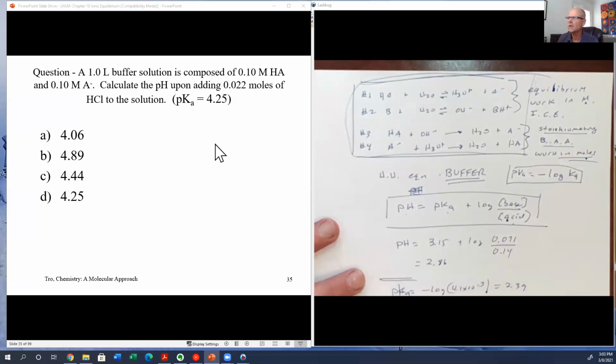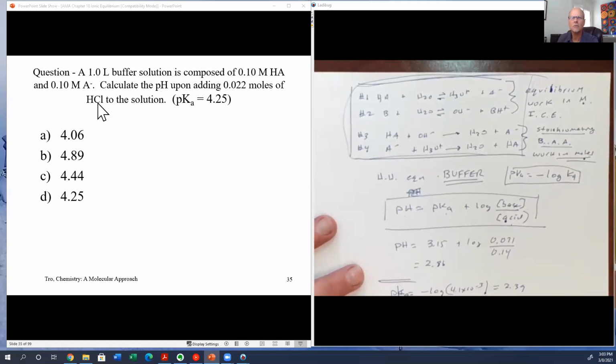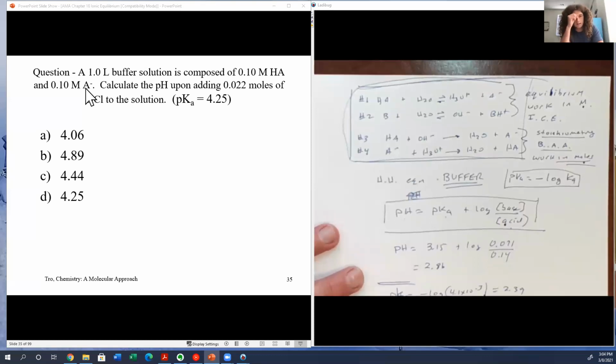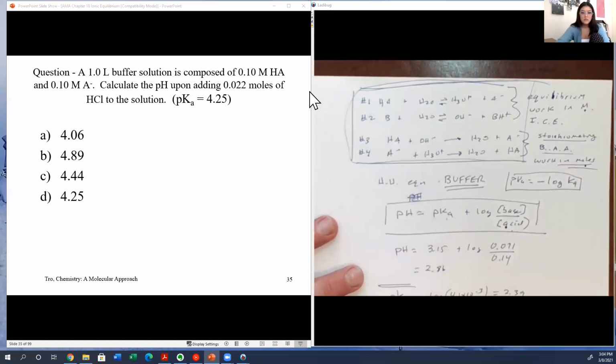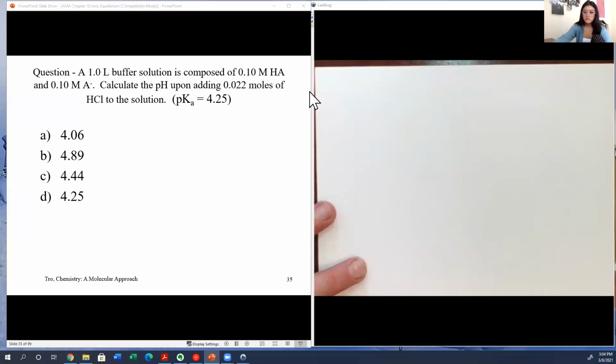Just a quick hint in case you're struggling. You're adding strong acid. This is your buffer, acid and the conjugate base. The strong acid is going to react with which one, the weak acid or the conjugate base? Conjugate base. It's going to react with the conjugate base. So if you're looking at these equations, which equation is it? Equation number 4.